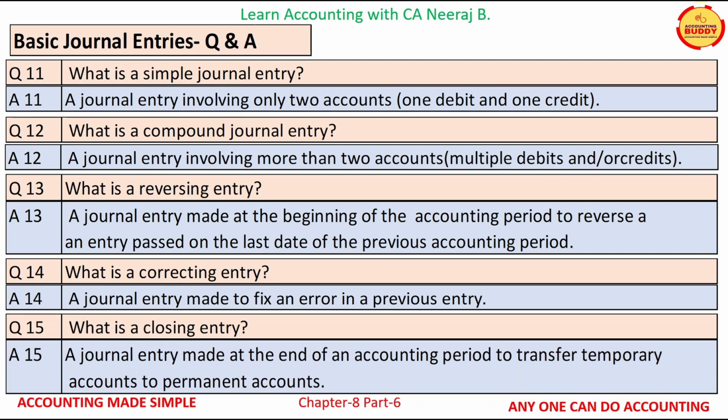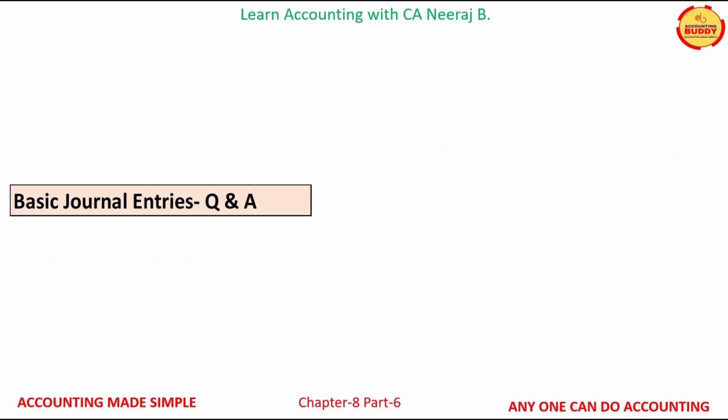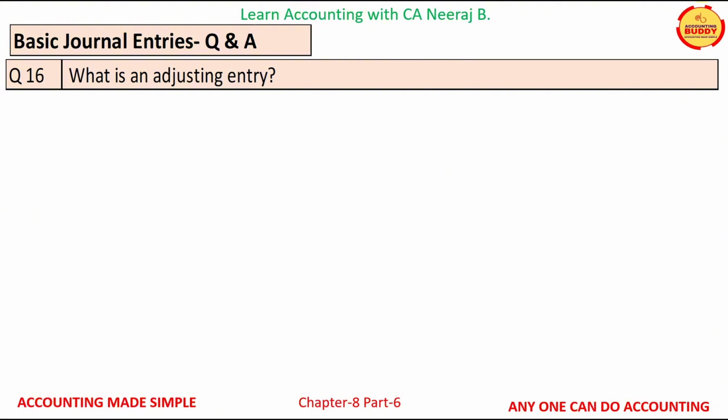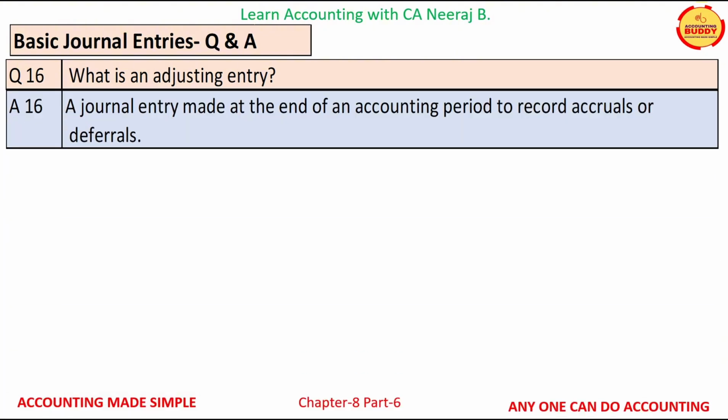Question number 15, what is a closing entry? The answer is, a journal entry made at the end of an accounting period to transfer temporary accounts to a permanent account is called a closing entry. Question number 16 is, what is an adjusting entry? The answer is, a journal entry made at the end of an accounting period to record accruals or deferrals.